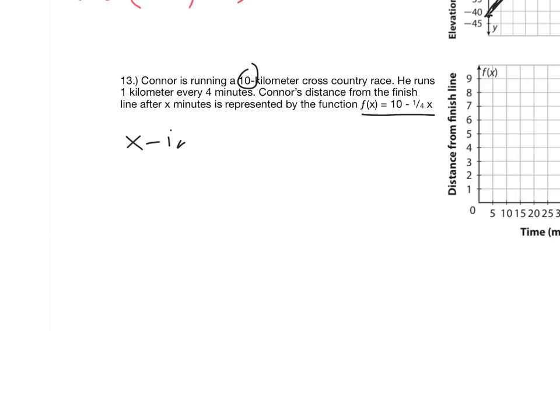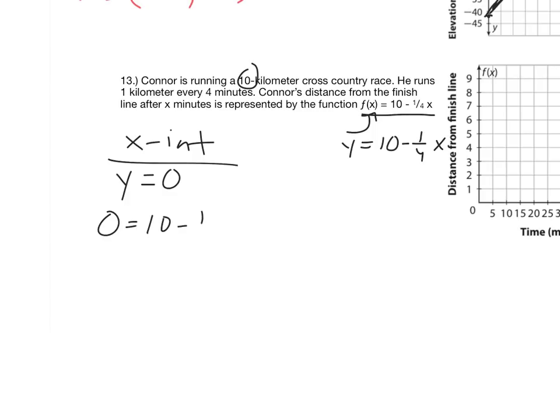So x-intercept, remember for x-intercept, y has to equal 0. So if this messes you up here, just change f of x to y. Remember, f of x means the same thing as y. You could just go ahead and change this to y equals 10 minus 1/4 x, if that f of x there messes you up. So if y equals 0, that would be 0 equals 10 minus 1/4 x.